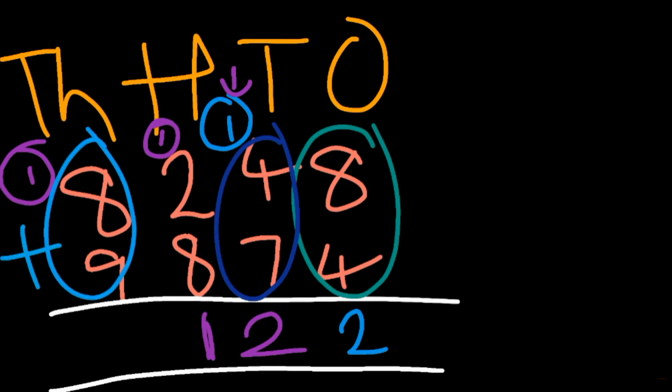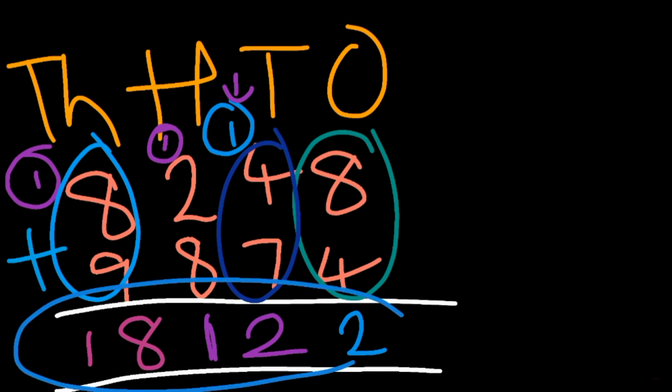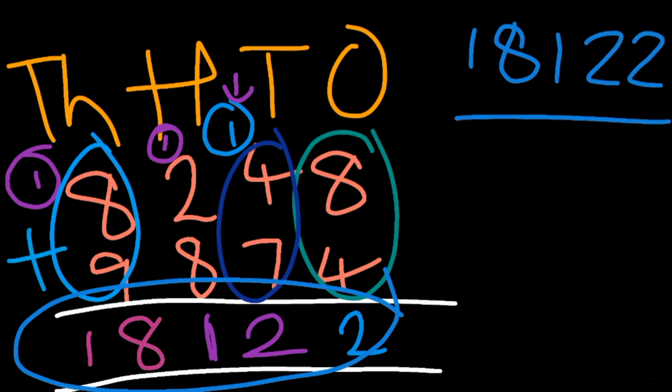Now we're going to add these two, 8 and 9, which is 17. 17 plus 1 is 18. So the answer that you're going to get is 18,122. So such big sums can also come.